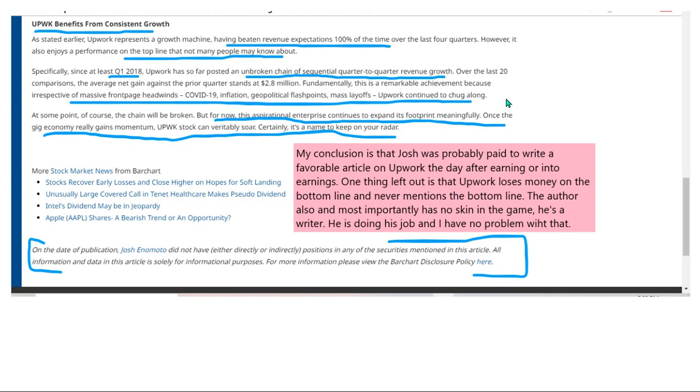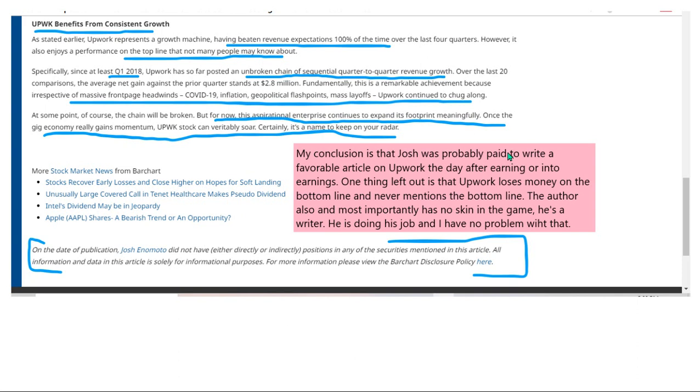And one thing I want to read you at the bottom is this, okay? On the date of this publication, Josh Enomoto did not have, either directly or indirectly, positions in any of the securities mentioned in this article. All information and data in this article is solely for informational purposes. For more information, please view their disclosure policy. So he does not have any skin in this stock. He's just a writer. He's an author, probably paid to write this bullish picture for Upwork.